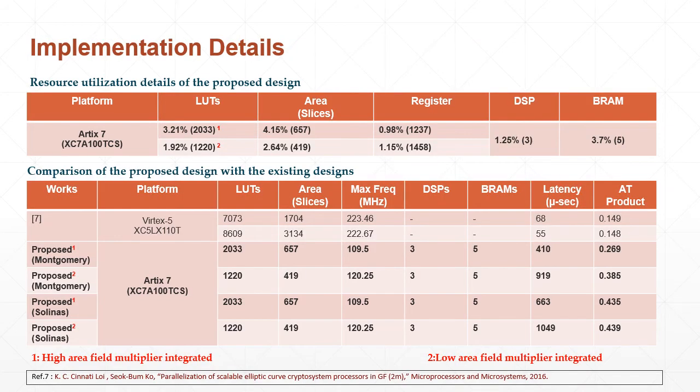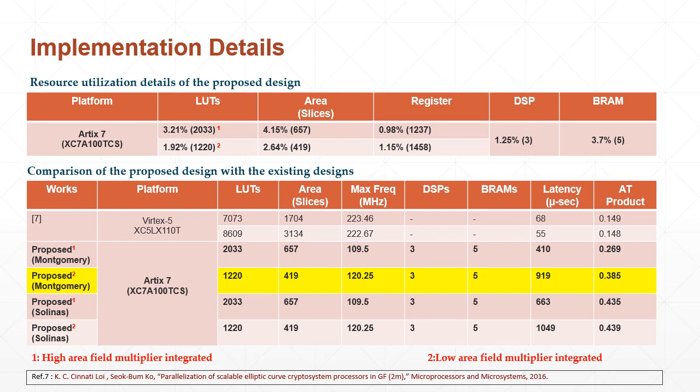Now, let us take a look into the implementation details of the entire processor. We have implemented the entire design on a modern low-end Xilinx board, the Artix-7. From the resource utilization table, we can see that we have used a very small portion of the resources available on an Artix-7 board, thus leaving space for the other components of our SoC to be integrated. Taking a look into the comparison table, we can say that our proposed design consumes very low resources and delivers output within a reasonable latency, thus delivering a competitive area time product.